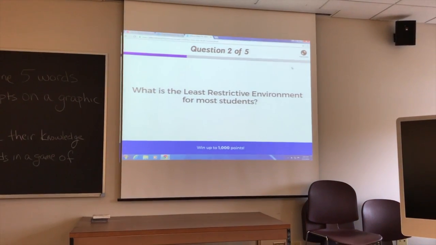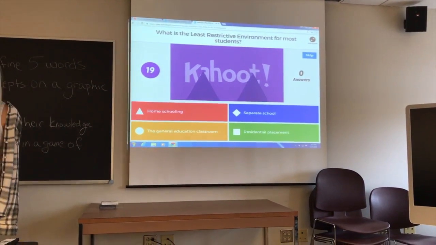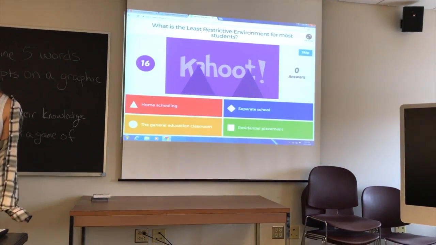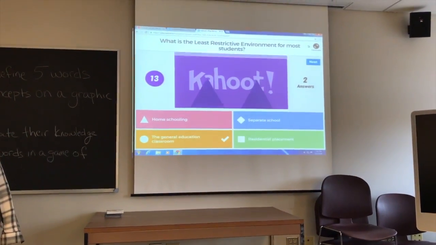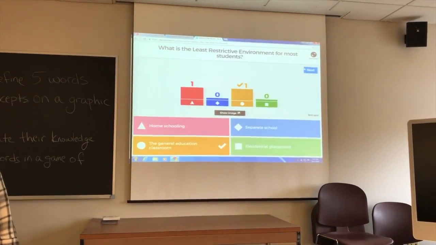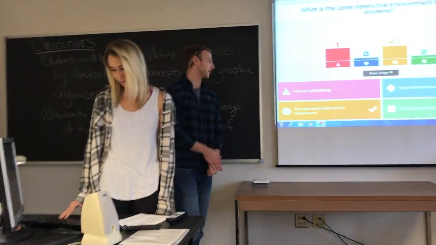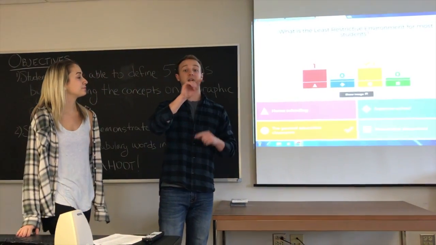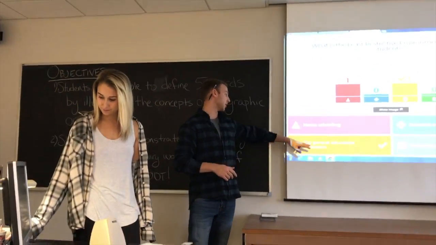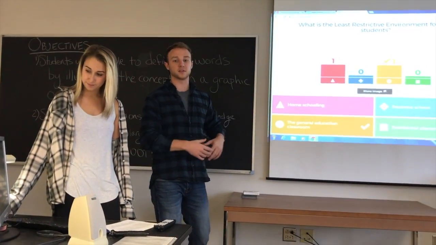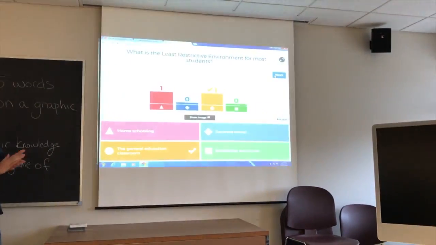What is the least restrictive environment for most students? Least restrictive, remember. Oh, alright. So we got homeschooling as someone put. So that's going to be, if you remember that triangle, at the top. That's the most restrictive environment. So in this case, it would be the general education classroom. They're with all their peers, the other students. They don't feel like they're different. So this is where we want all students to be.